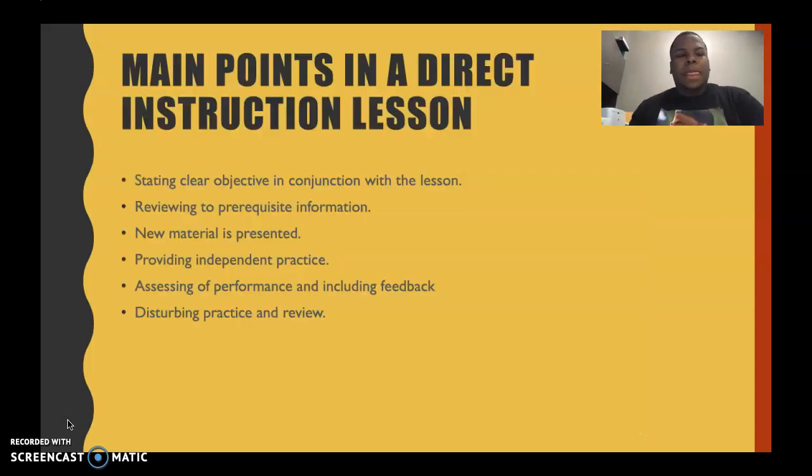Main points in a direct instruction lesson: stating a clear objective in conjunction with the lesson, reviewing prerequisite information, presenting new material, providing independent practice, assessing performance and including feedback, and distributing practice and review.